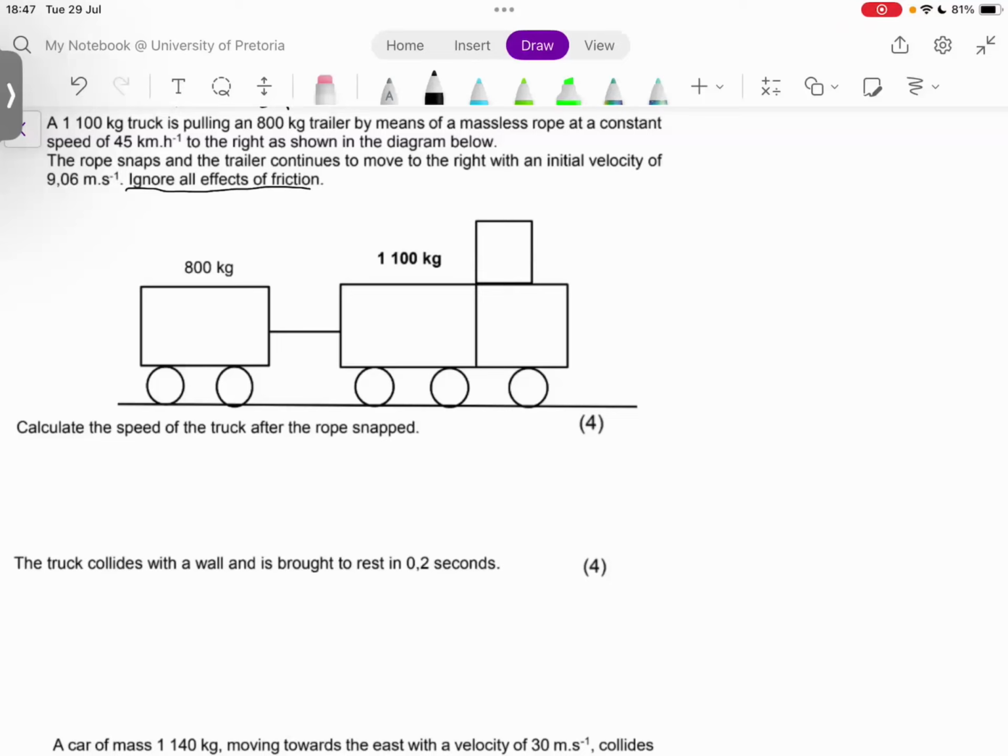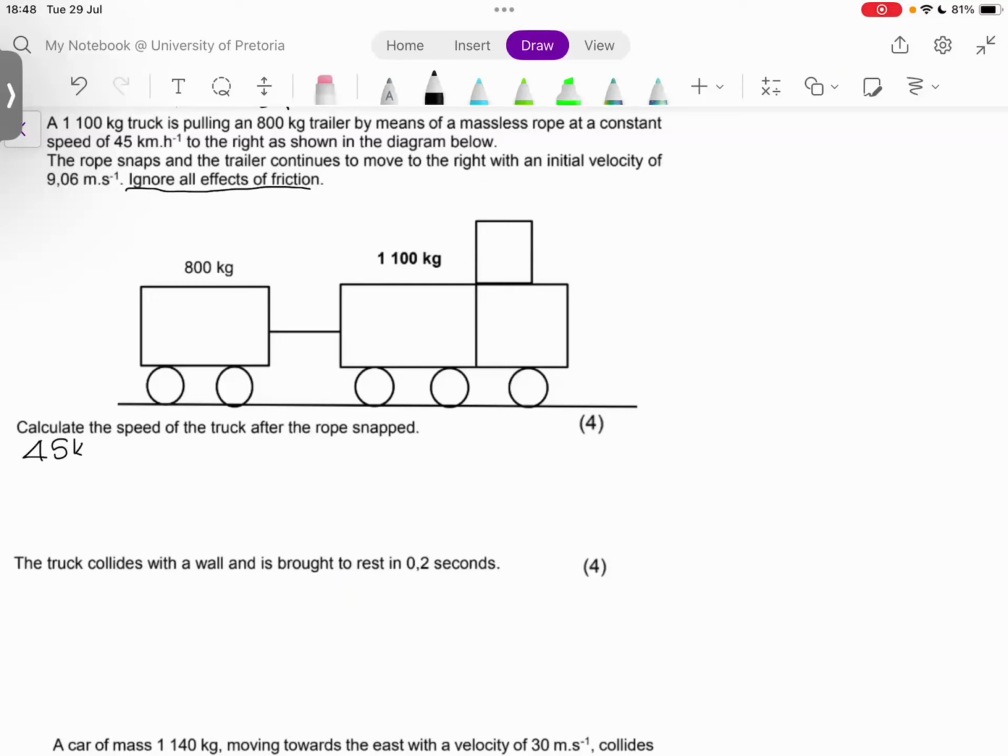Okay, great. Paul asked, do we convert the 45 kilometers per hour? Yes, we do convert that to SI units before we start. Right. So let's just start by doing so.